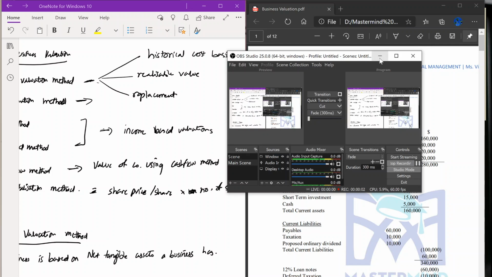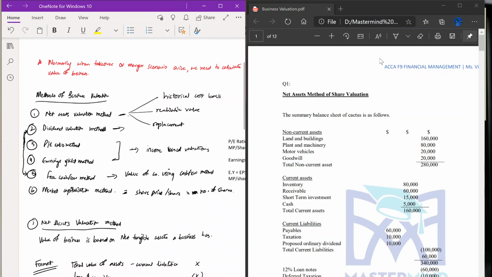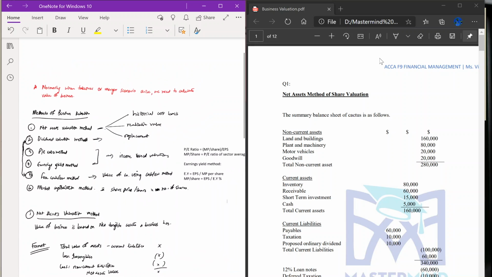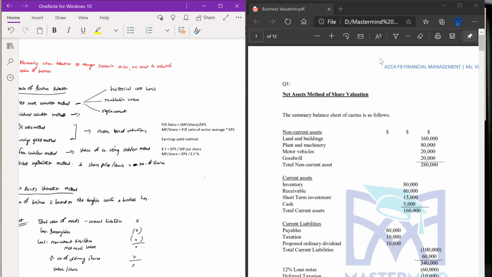Hi guys, yesterday we did business valuation up till price to earnings ratio. The formula was PE ratio equals market price per share over EPS, where market price per share was computed using the PE ratio of the sector average into EPS.